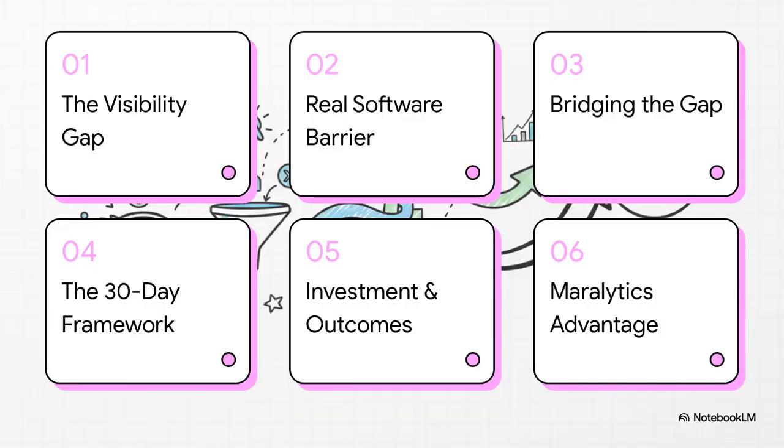So, to cut through all that noise and get you to sheer operational clarity, here's our roadmap for today's explainer. We're going to start with the visibility gap, uncover the real software barrier, talk about how to bridge that gap, and then walk through the 30-day framework, the investment and outcomes, and finally, wrap up with the Maralytics advantage.